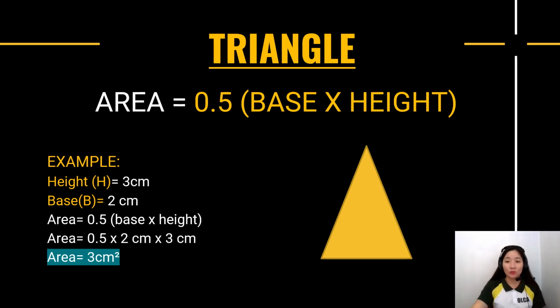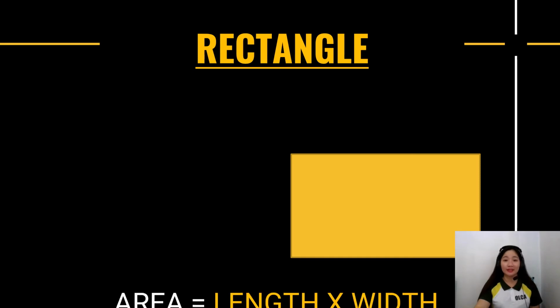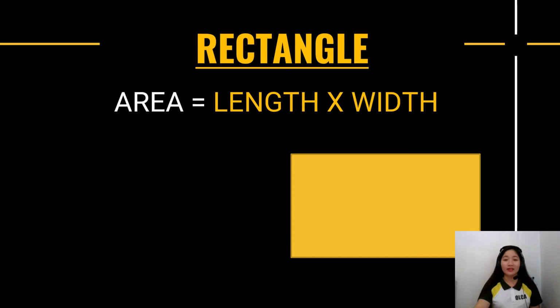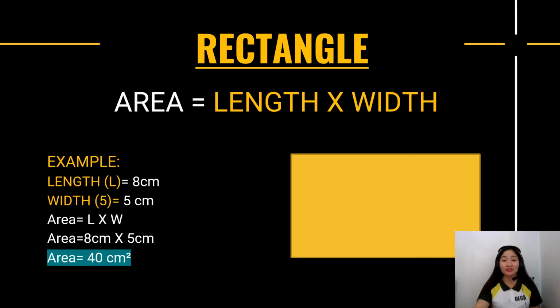The next one is the rectangle. In a rectangle, the lengths of the opposite sides are equal, and all four angles are right angles. Note, class, that in a square the length and width are equal, and that in a rectangle the length and width are not equal. In calculating the area of a rectangle, area equals length times width. For example, the length of this rectangle is 8 centimeters and the width is 5 centimeters. Applying the formula, area equals 8 centimeters times 5 centimeters. We have the answer 40 centimeters squared.